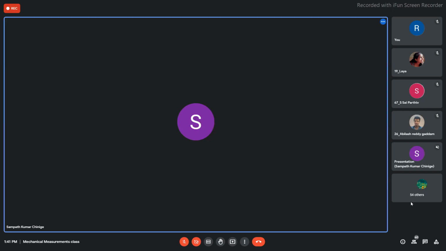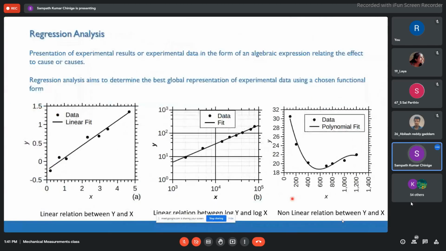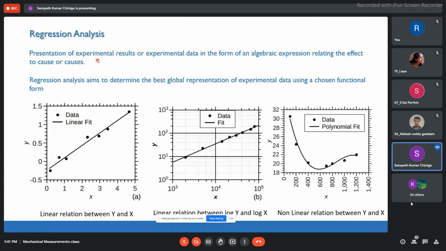Okay, let us move on to the regression analysis first. So what is regression analysis? It talks about the presentation of experimental results or experimental data in the form of an algebraic expression relating the effect to cause or causes. That is what we are trying to do. It is the presentation of experimental results: for a given input, we try to find out the output.